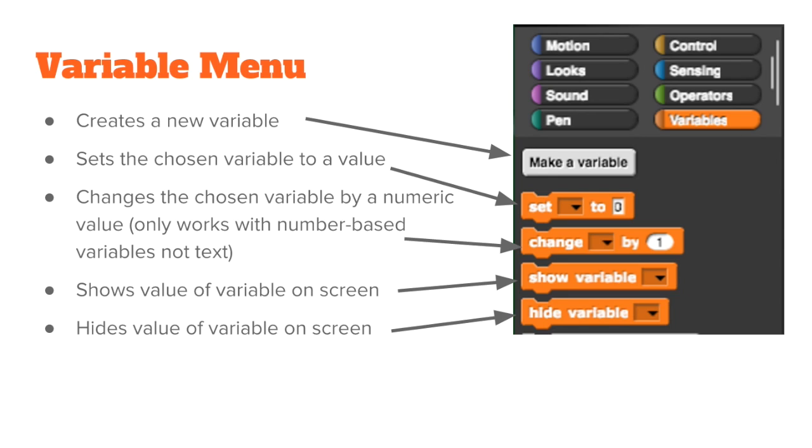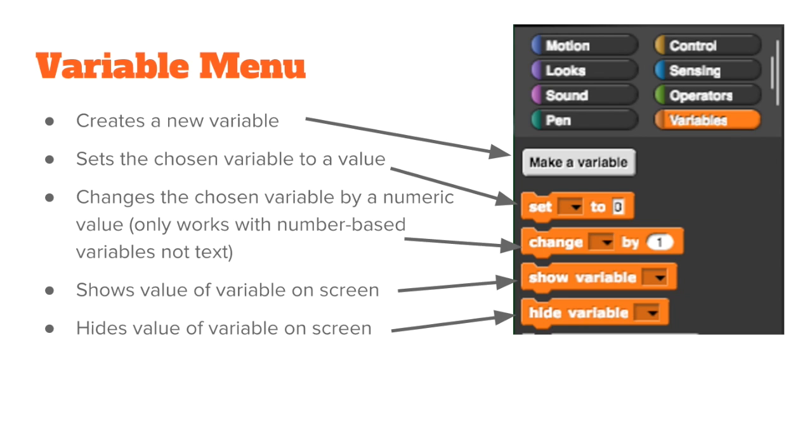This only works with number-based variables, not text. You can't subtract one or add one to a word. You can only do that to a number. The show block shows the variable on the screen so your user can see it. The hide block hides the variable on the screen so you can't see it.